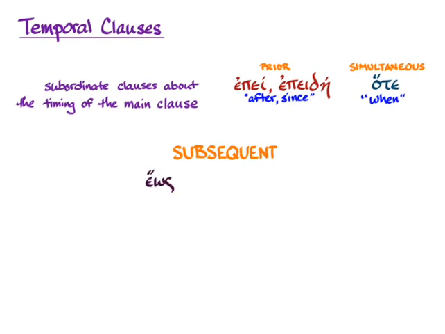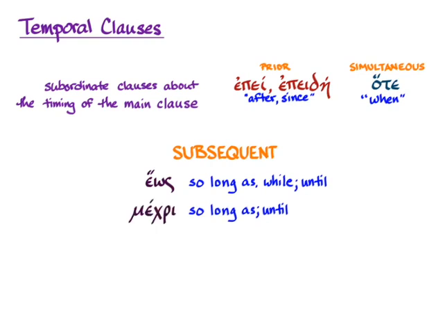And here we're going to use the conjunctions heos, which can mean so long as or while, and that's when it's being simultaneous, but also until, and it does that for subsequent meaning, and sometimes in English so long as does subsequent meaning as well. Mekri does the same things. And we also have the conjunction prin, which can mean before and until. Prin will get some of its own special rules, and we'll talk about those later.